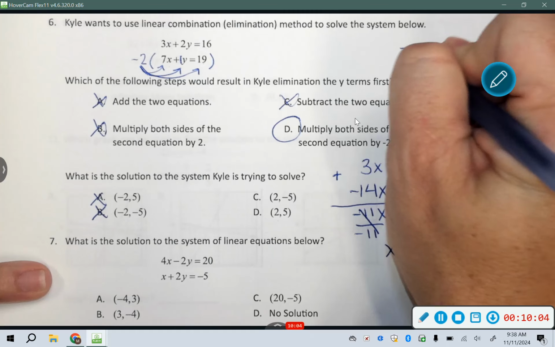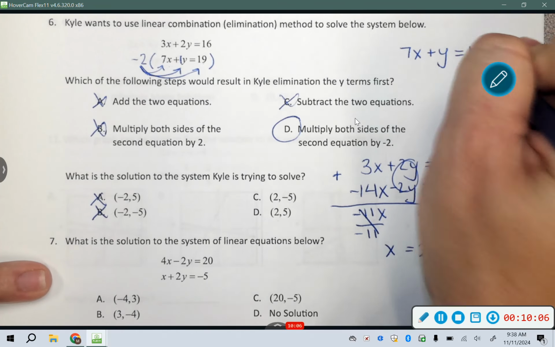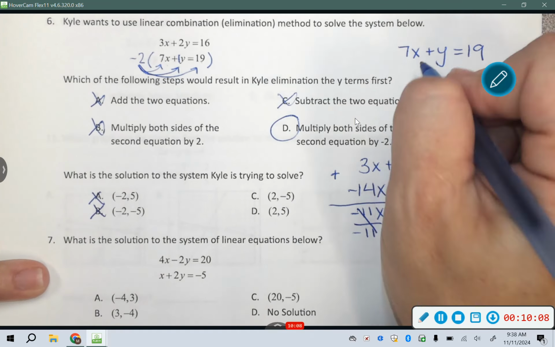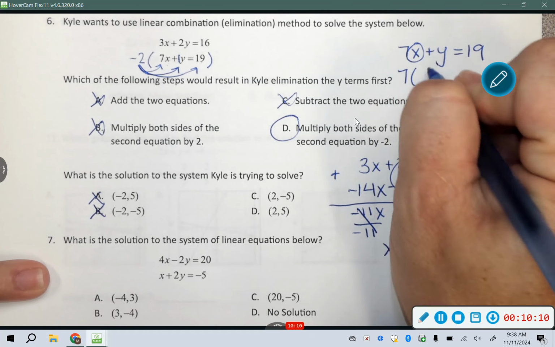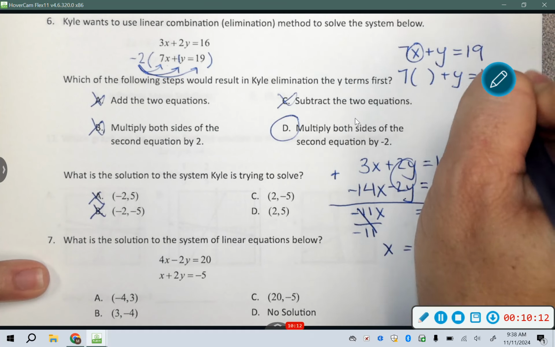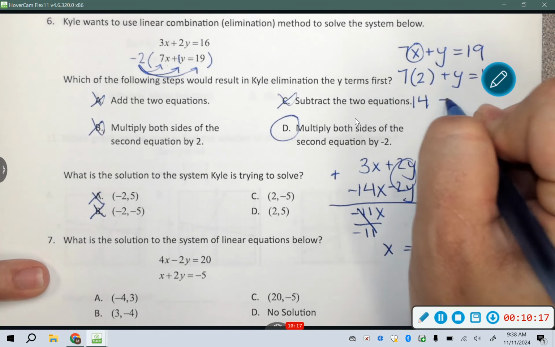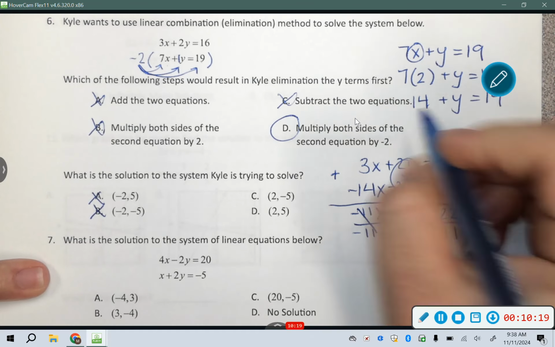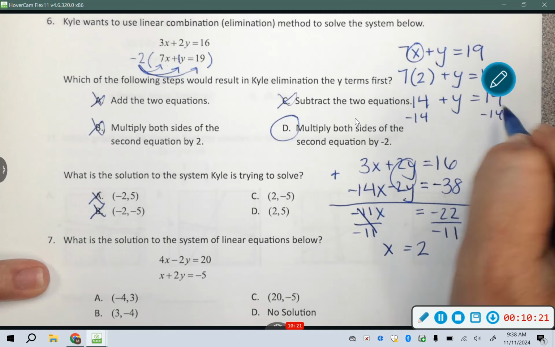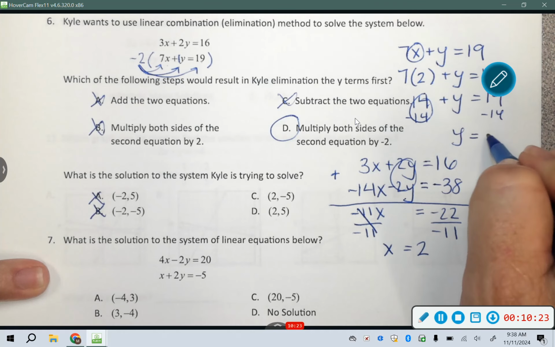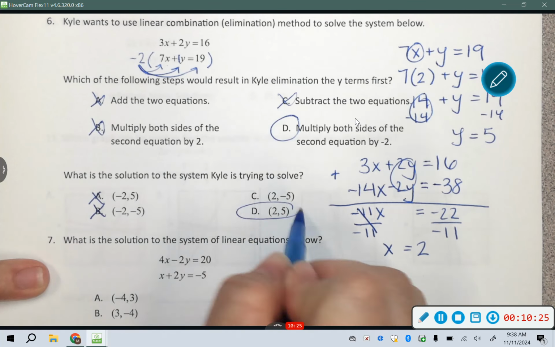So I have 7x plus y equals 19. And I know x equals 2. So I'm going to rewrite this without x, take out my x, and sub in 2. Well, that's 14 plus y equals 19. So minus 14, and I get y equals 5. So my answer is D.